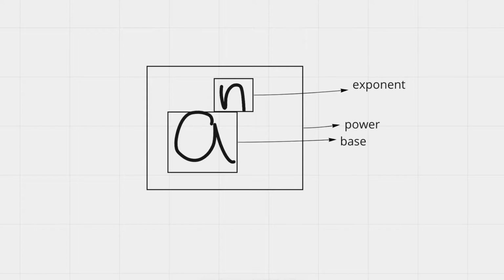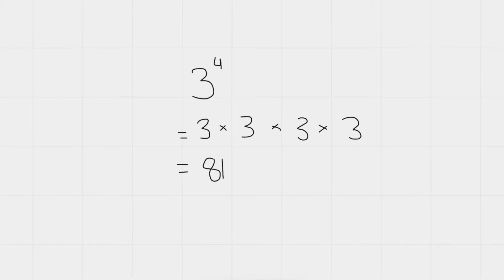And to clarify what this actually means, a is multiplied n number of times. So let's say a was 3 and n was 2, that means 3 would be multiplied by itself twice. Here's a quick little example. We have 3 to the power of 4. 3 to the power of 4 basically means 3 multiplied by itself 4 times. So basically the base is multiplied by itself as many times as the exponent says. So 3 times 3 times 3 times 3, and that just evaluates to 81.